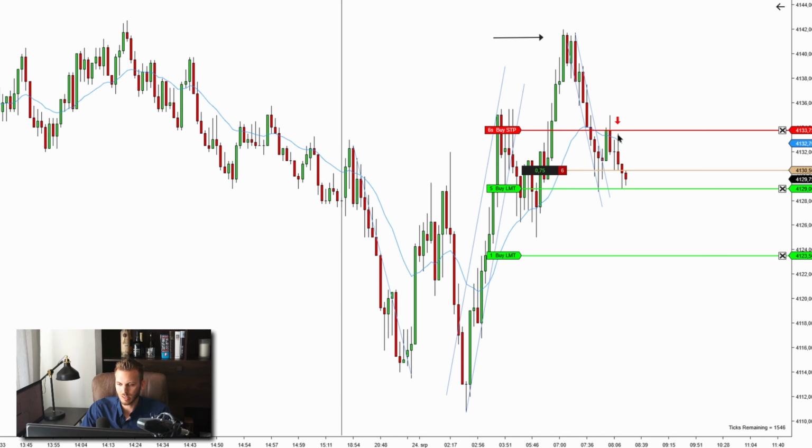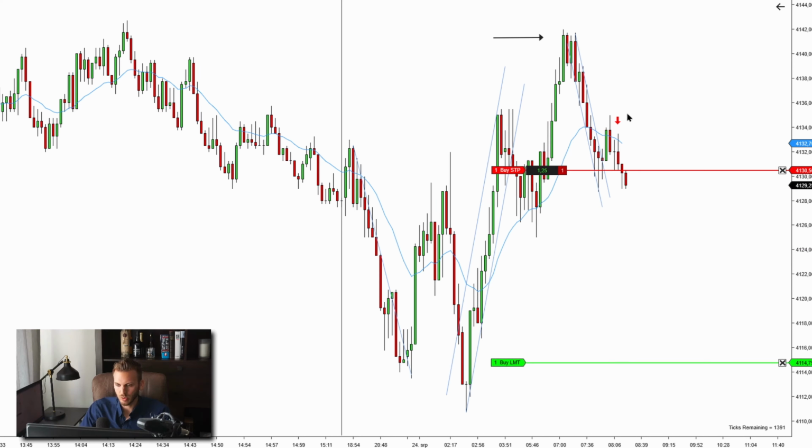I've done my analysis earlier. The trade is either going to work or not. Let's see here. We need 1 more tick, 2 more ticks. And we finally got filled. So this was our first trade for the day.